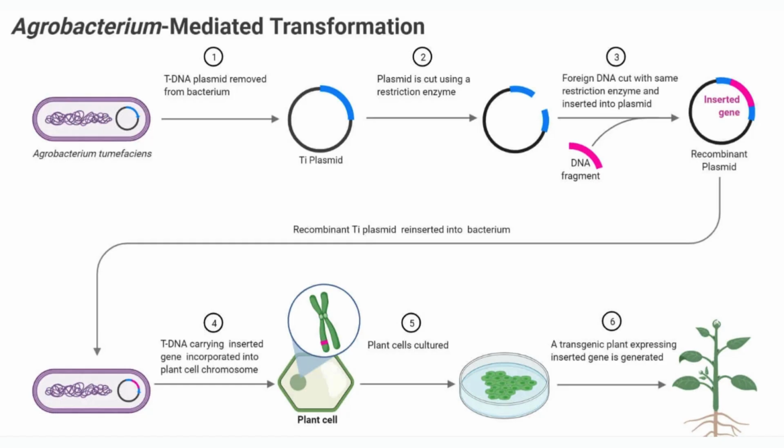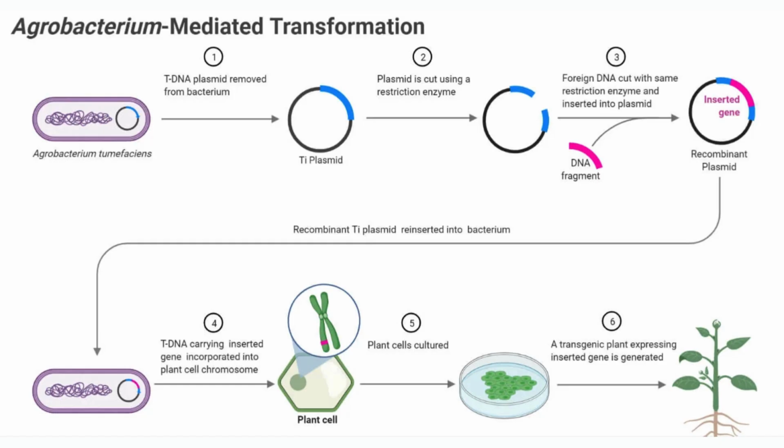This is necessary because this allows for the replacement of tumor inducing genes with a desired gene, ensuring that the plant does not develop tumors but instead gains beneficial traits. The third step would be inserting the foreign gene into the Ti plasmid. So what happens is a foreign gene, for example drought resistance and pest resistance, is cut from a donor DNA source using the same restriction enzyme.